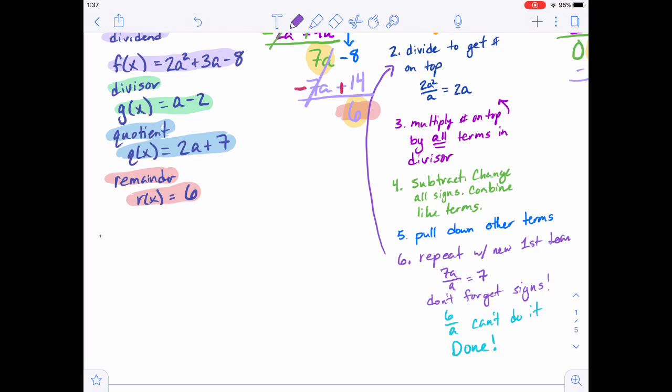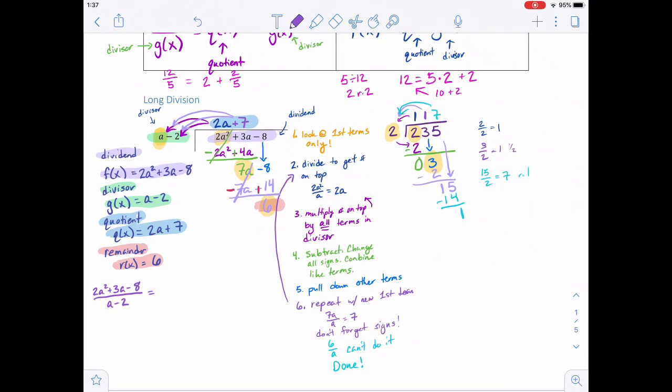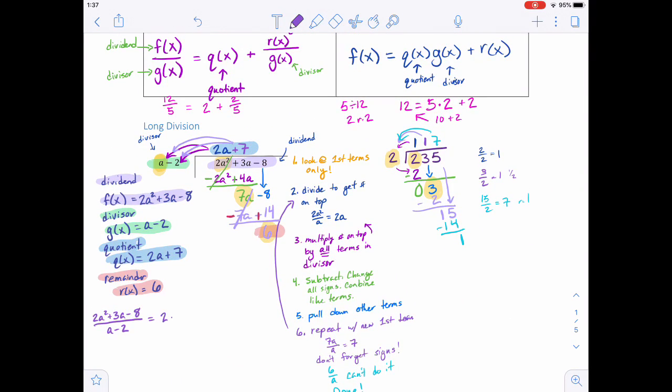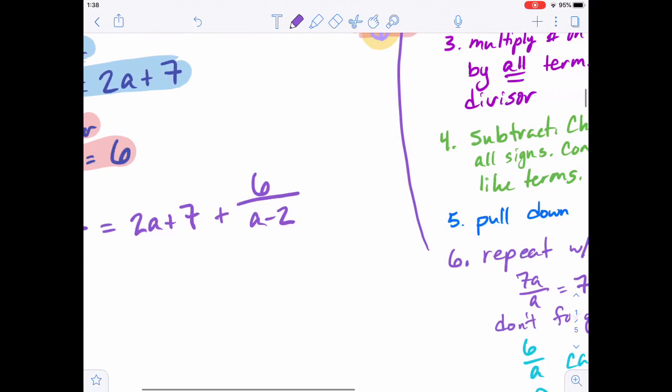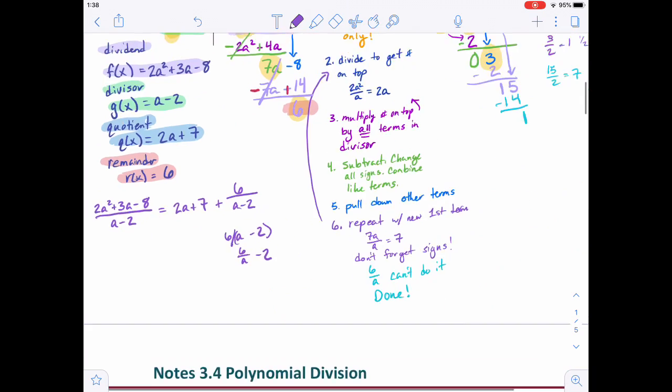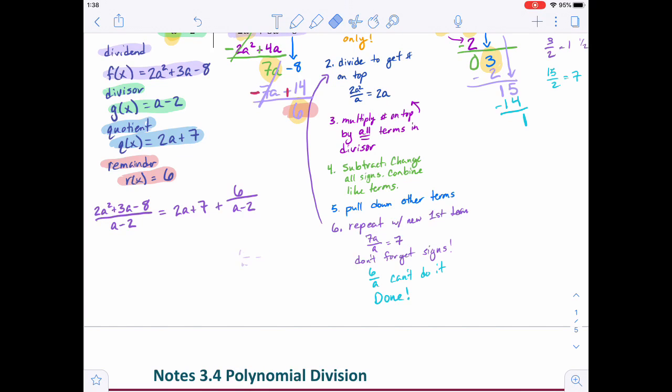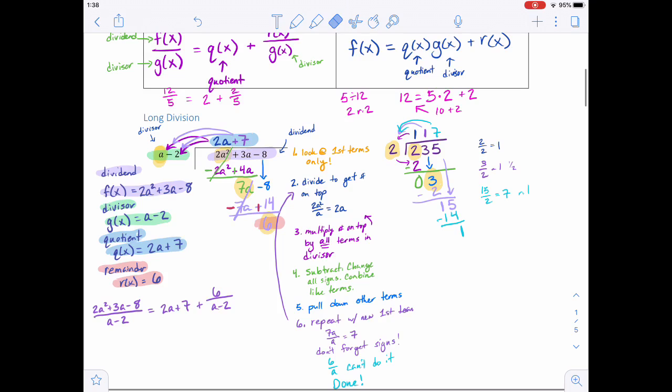So if we do f of x divided by g of x, that is 2a squared plus 3a minus 8 divided by g of x, a minus 2, is equal to our quotient, 2a plus 7, plus our remainder, 6, divided by our divisor, a minus 2. Please make sure when you write this that it is very clear what you're dividing. This looks like this. They are not the same thing. If you're going to write it like this, you need to put this in parentheses. Be very careful about how you write it. I will read it the way it is written, not necessarily the way you intend it.